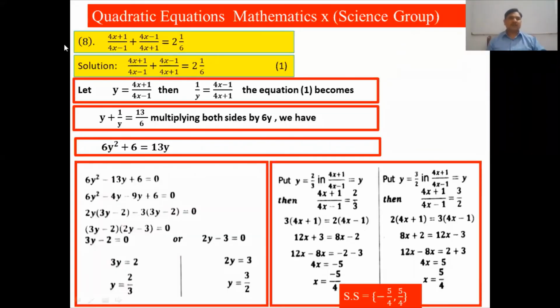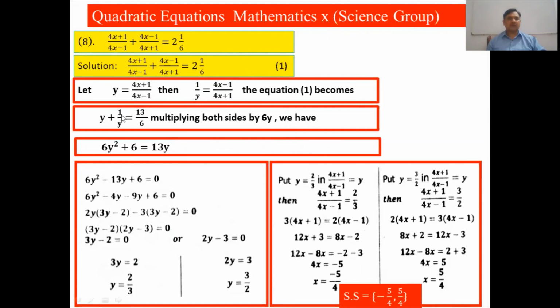Now question 8. (4x + 1)/(4x - 1) + (4x - 1)/(4x + 1) = 2 1/6. Let y = (4x + 1)/(4x - 1), then 1/y will be equal to (4x - 1)/(4x + 1).